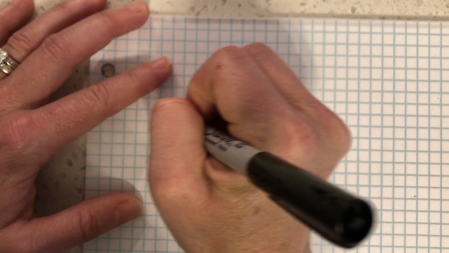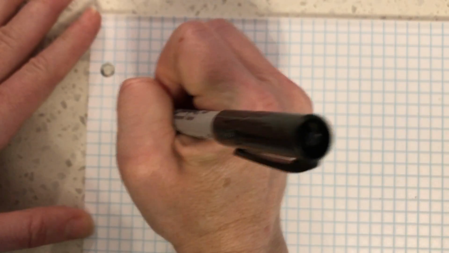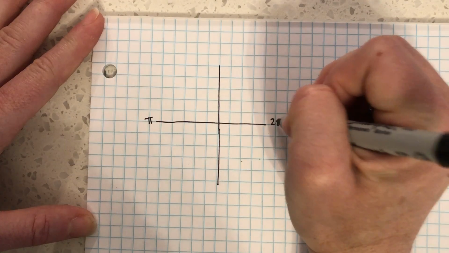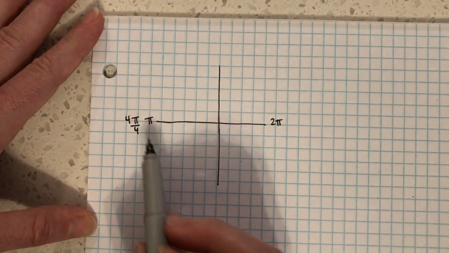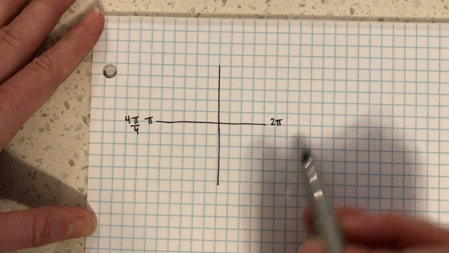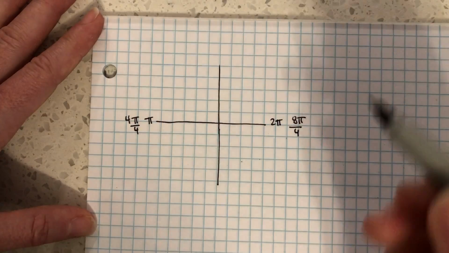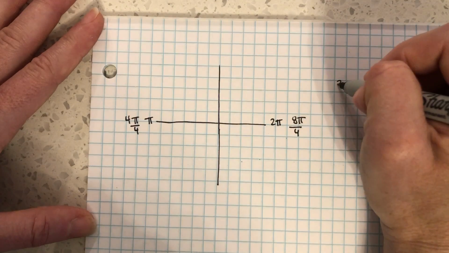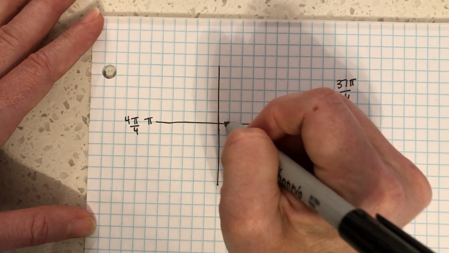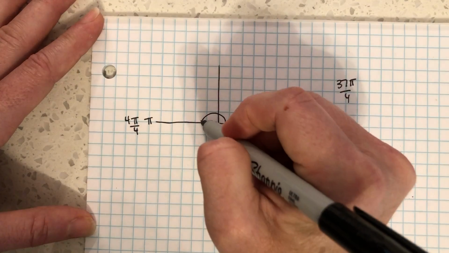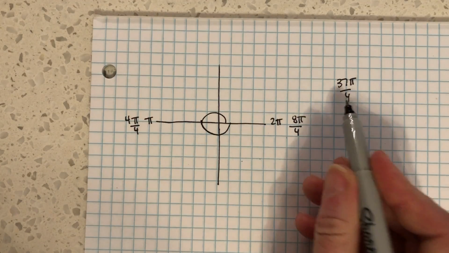Well, if we're dealing with pi over 4, halfway around a circle is pi radians, all the way around is 2 pi. So in the world of pi over 4, it takes 4 pi over 4 to get halfway around, and it's going to take 8 pi over 4 to get all the way around. So I'm trying to hit 37 pi over 4. Where do they land? Halfway around is 4, all the way around is 8 pi over 4. So there's 8 pi over 4, and I've got a lot more to go.